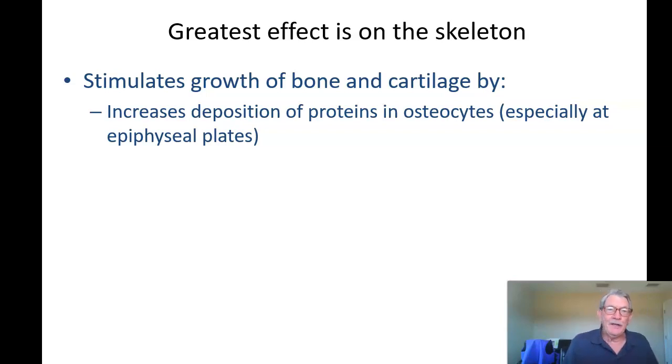It has a huge effect on the skeleton. It increases deposition of proteins into the growing bone cells, especially at the epiphyseal plates. So somebody who lacks growth hormone as a kid won't grow their long bones, because those are the bones that have the epiphyseal plates that grow at the end of the bone. If it doesn't grow there, it eventually just seals and you wind up with a really short long bone in your leg or arm.